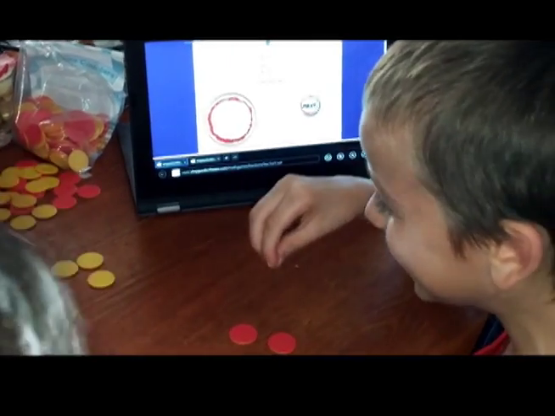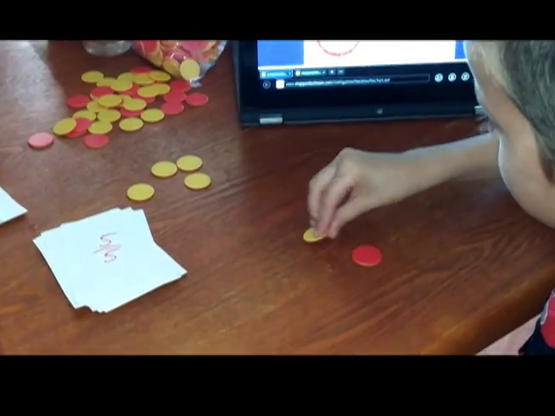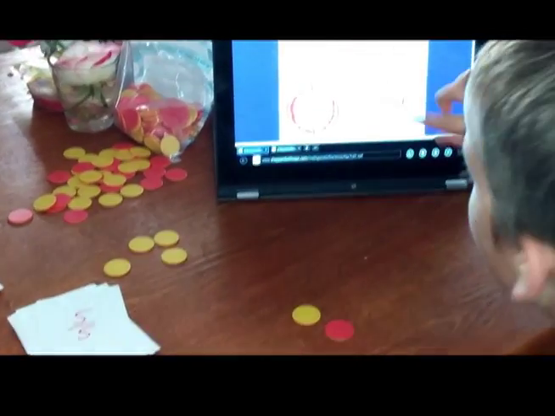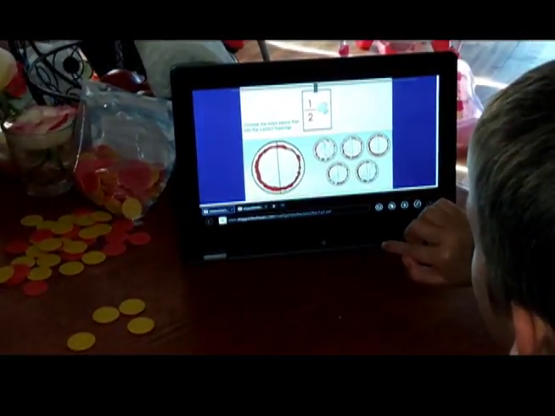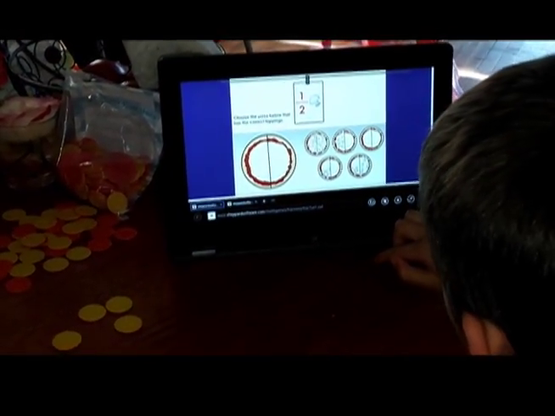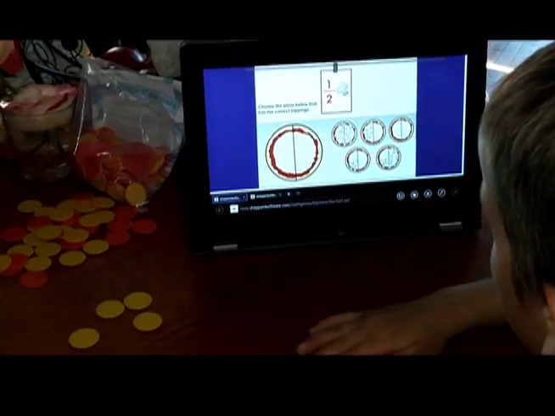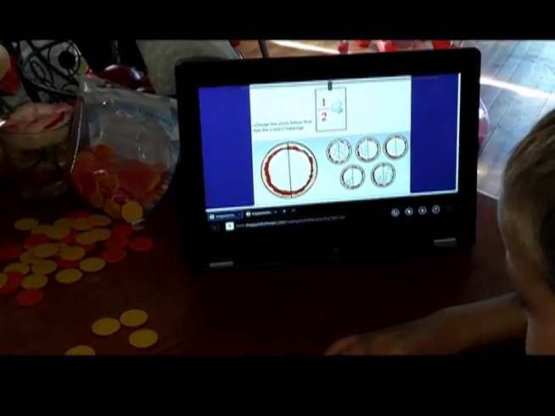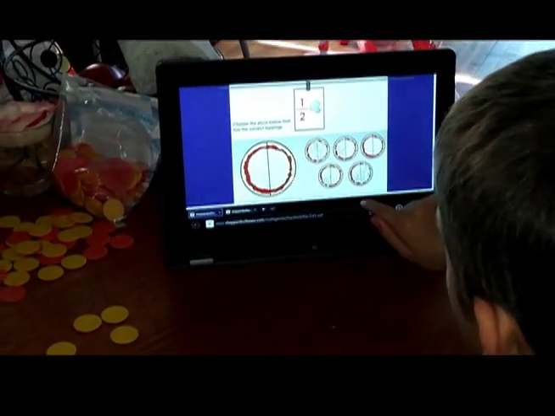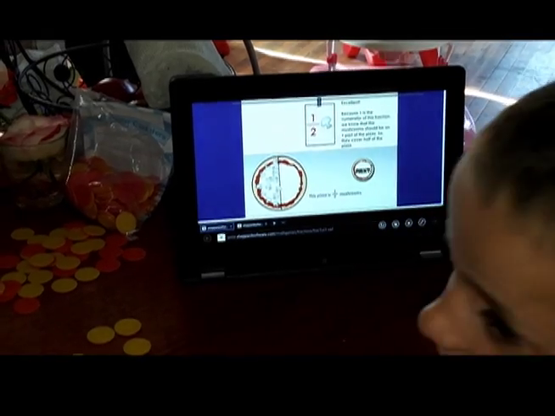It's okay. Let's represent 1/2 with the counters. Go ahead and press your next. Next, choose the pizza below that has the correct toppings. Now let's look at our counters. Cheese and 1 mushroom. That's correct. Excellent. There you go. Good job.